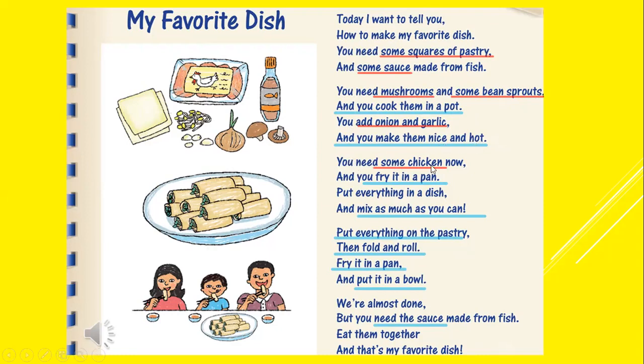You need some chicken now, and you fry it in a pan. Put everything in a dish and mix as much as you can. Put everything on the pastry, then fold and roll. Fry it in a pan and put it in a bowl. We're almost done, but you need the sauce made from fish. Eat them together, and that's my favorite dish.